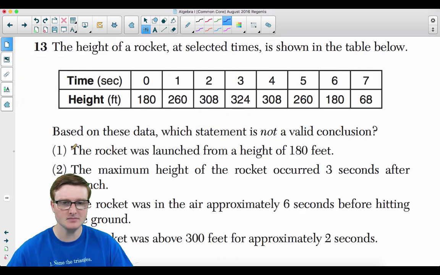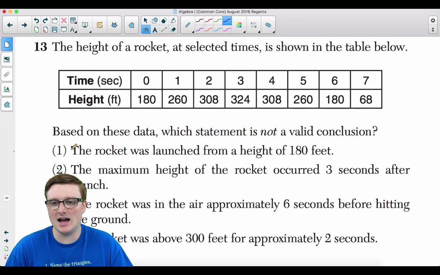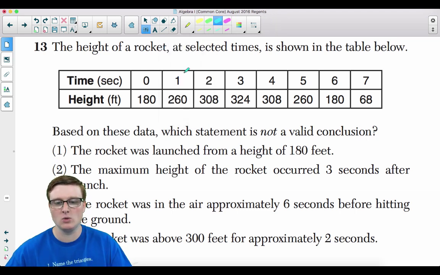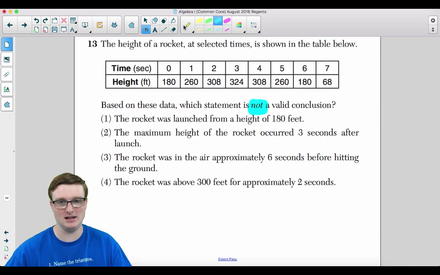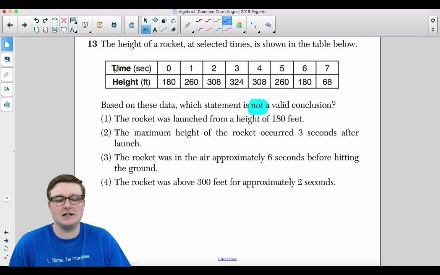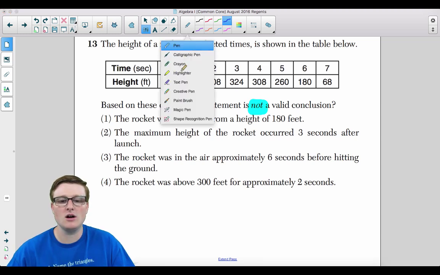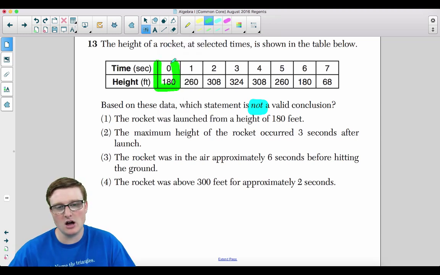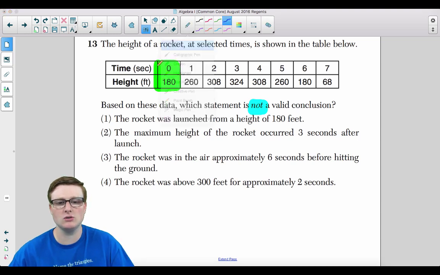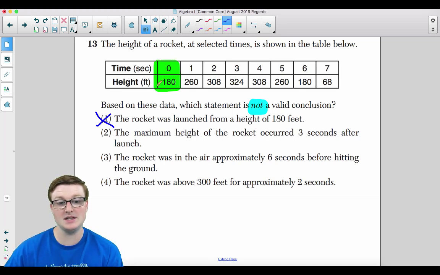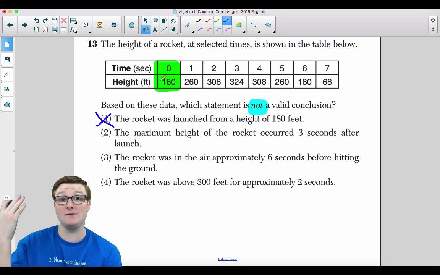Question number 13. The height of a rocket at selected times is shown in the table below. Based on these data, which statement is not a valid conclusion? Keyword there, not valid. Choice 1, the rocket was launched from a height of 180 feet. Well, at launch, it was at 180 feet. Yeah, that's true. So that is not the answer because we're looking for the statement that's not true. This person might be maybe on a 180-foot cliff.